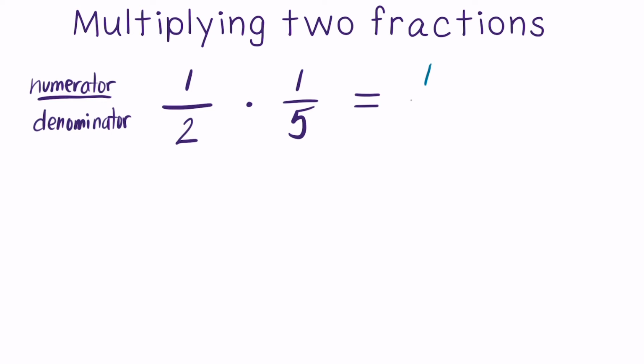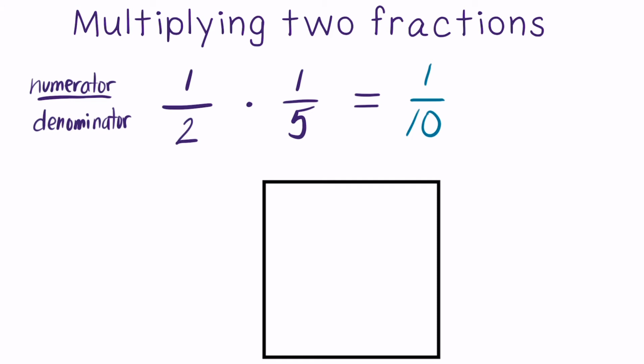Simple enough. Next, let's move to the denominators. 2 times 5 equals 10. So here, 1/2 times 1/5 equals 1/10. Simple enough, right? Let me show you why that's the case using a visual.